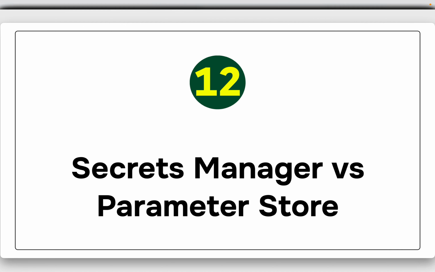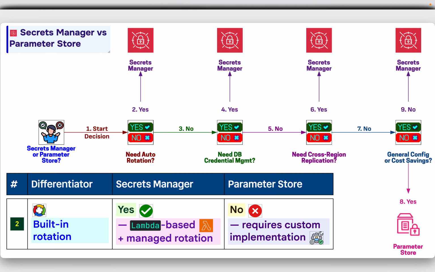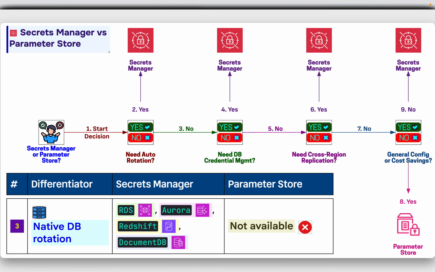And last topic is Secrets Manager versus Parameter Store. So encryption. Secrets Manager always encrypts every secret, which is mandatory. Parameter Store encryption is optional, so only the SecureString type will use KMS for encrypting the string value. Built-in rotation. Secrets Manager supports built-in rotation via Lambda-based and managed rotation. Parameter Store does not have built-in rotation and requires custom implementation. Native DB rotation. Secrets Manager natively supports rotation for RDS, Aurora, Redshift, and DocumentDB. Parameter Store does not have this feature.